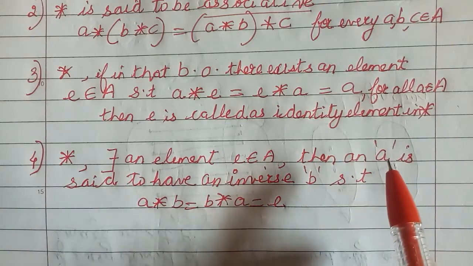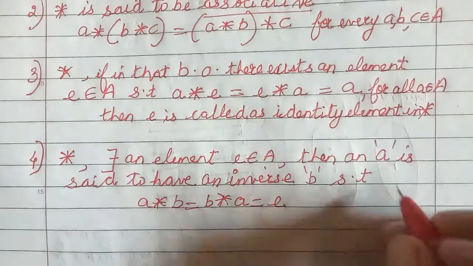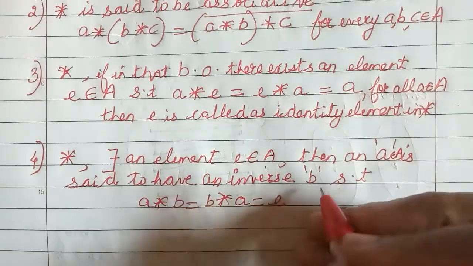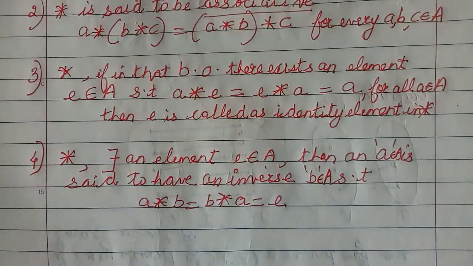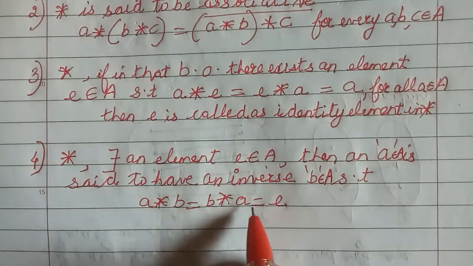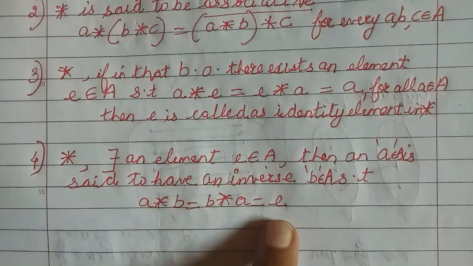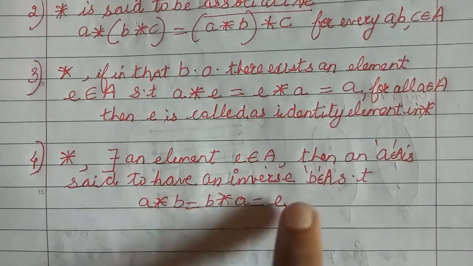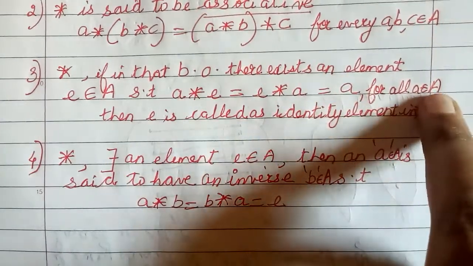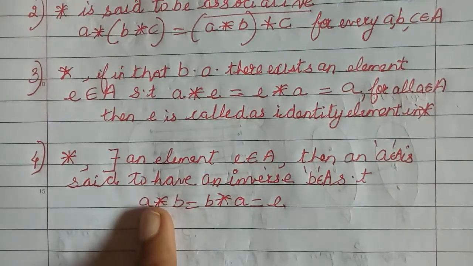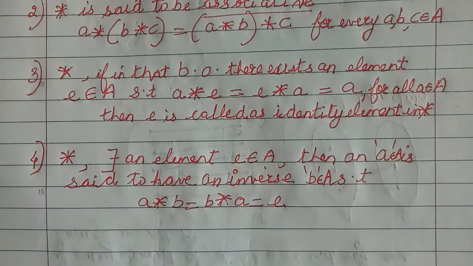Then an A, this A is from your set A. Then an A belongs to A is said to have an inverse B belongs to A such that A star B is equal to B star A is equal to E. That means if you take two elements and apply the binary operation, you will get back your identity element. And this identity element we have seen is unique for all A belongs to A. So only those elements which when you combine with A give back E will have an inverse. Have you understood, children?